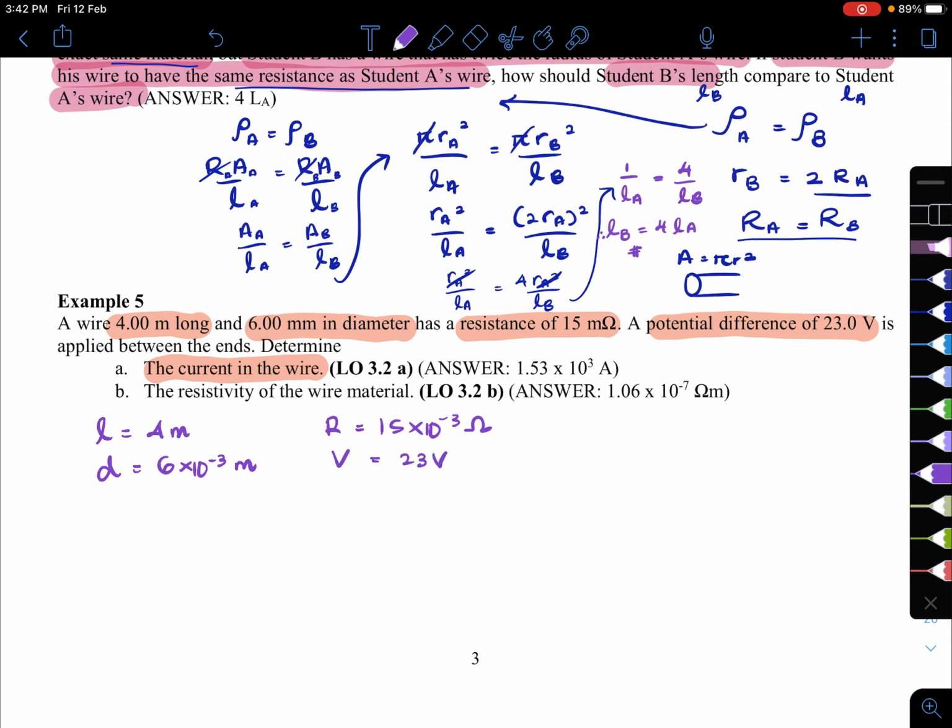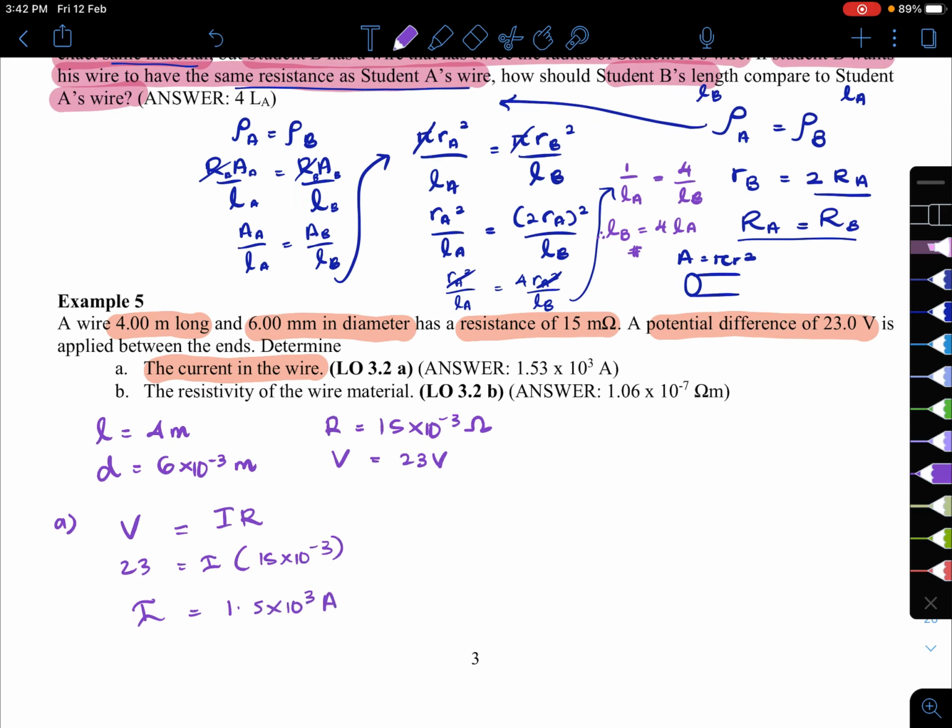Okay. And then this one is very easy. Dia nak I. So I think we could use this one. V equals to IR. So 23 I and then 15 darab 10 kuasa negatif 3. So you get your I to be 1.5 darab 10 kuasa 3 A.